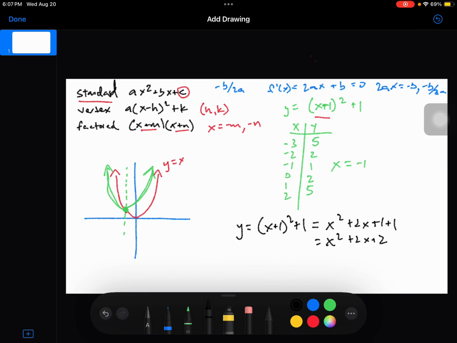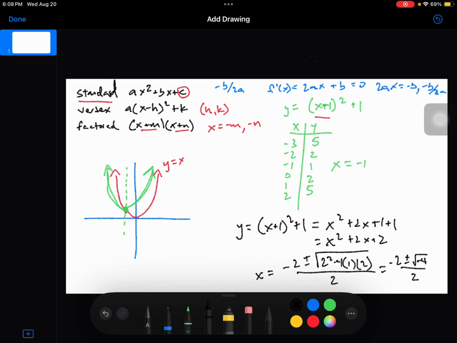If we try to put it in the quadratic formula, we would get x is equal to negative 2 plus or minus the square root of b squared, which is 2 squared, minus 4ac, which is going to be 4 times 1 times 2, all divided by 2a, which is going to be 2. So we got negative 2 plus or minus the square root of 2 squared is 4, 4 minus 8 is negative 4, all divided by 2.